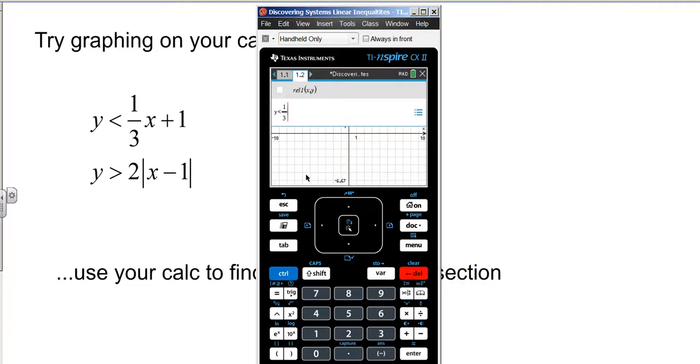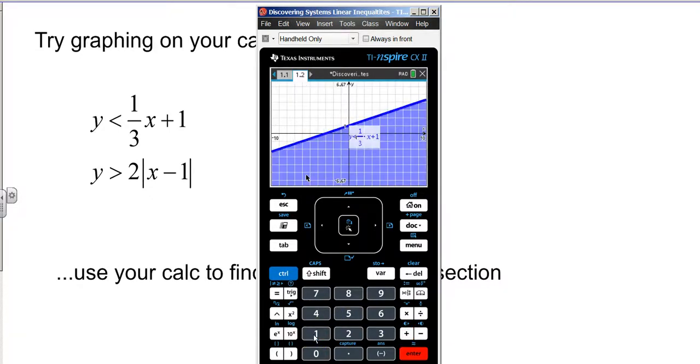X plus 1. And go and graph that. That's nice. It graphs inequalities. Hit tab. Opens up the entry line again. And go ahead and type in y greater than.